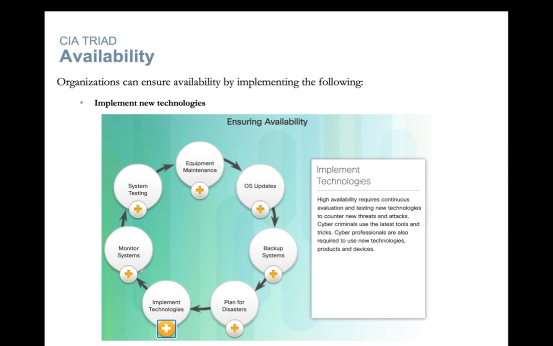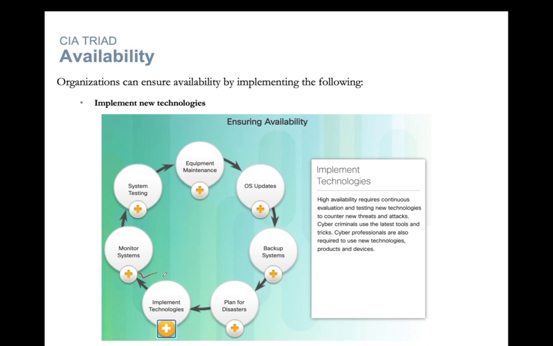The next one is monitor systems. Continuous system monitoring increases system availability. Monitoring event logs, system alerts, and access logs provides cybersecurity professionals with real-time system information. This information can identify attacks after the event occurs and enable cybersecurity professionals to fend off attacks as they occur.